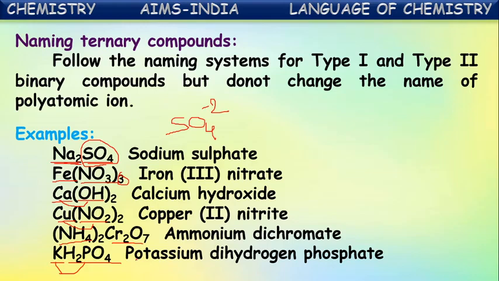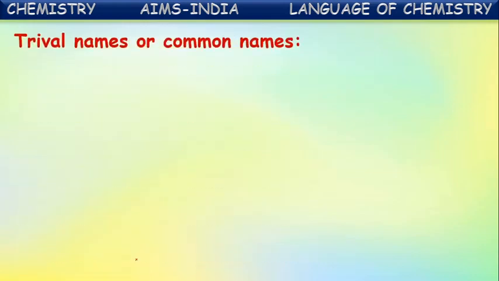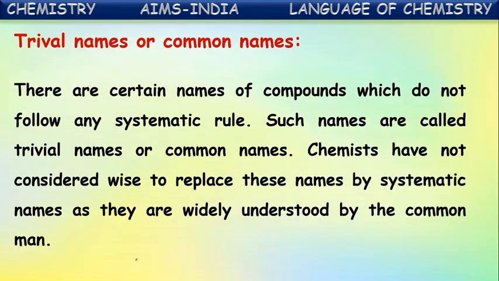Okay. There are some trivial names also, or common names. We have seen naming compounds using systematic rules. But some compounds have trivial names or common names. There are certain names of compounds which do not follow any systematic rule. Such names are called trivial names or common names. Chemists have not considered it wise to replace these names with systematic names, as they are widely understood by the common man. Yes, we are using some common names for certain compounds.